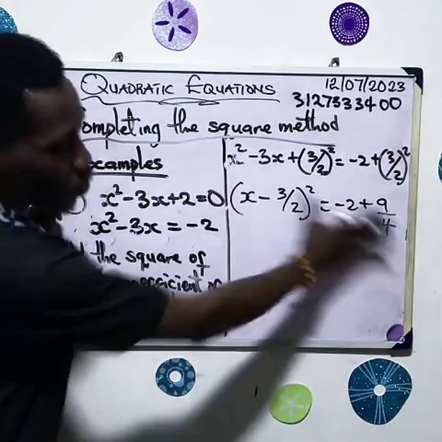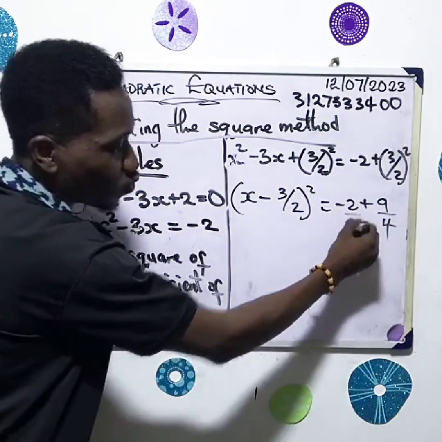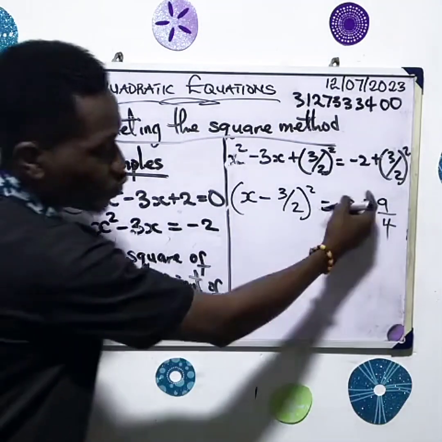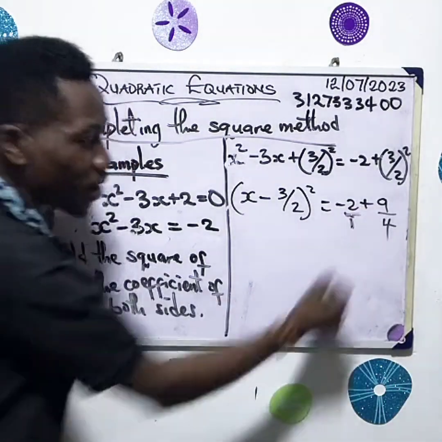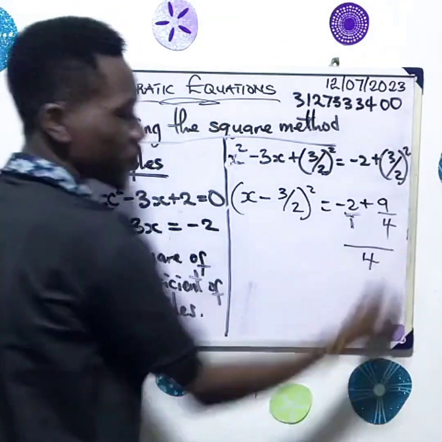Alright? So what are we going to do now? Let's solve this one. Minus 2 is the same thing as minus 2 over 1. Right? Minus 2 is the same thing as minus 2 over 1. So let's solve this. LCM of 1 and 4 is 4.